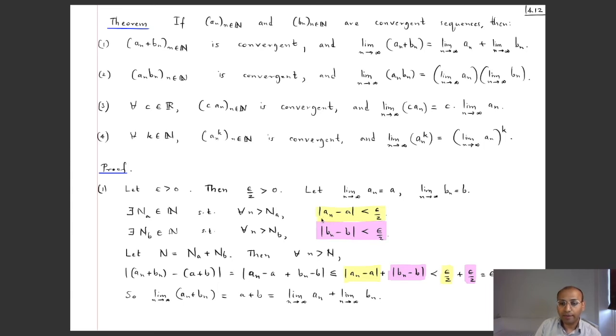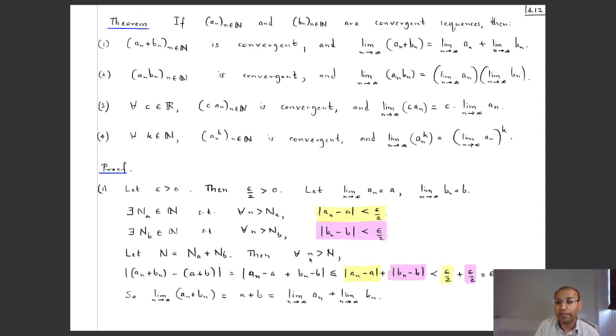Right, so now we have this yellow thing holding whenever little n is bigger than na, and we have this pink thing holding whenever n is bigger than nb. So if I take capital N as na plus nb, or you could have taken the maximum of na and nb, nothing sacred about taking their sum, but sum works. Then whenever little n is bigger than this capital N, this little n is certainly bigger than na, and it's also certainly bigger than nb, so this yellow thing and this pink thing both hold.